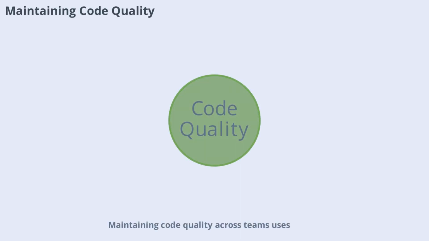Maintaining code quality across teams uses static analysis tools like Lint and Detekt, code reviews, CI checks, and shared conventions. These practices ensure consistency, prevent bugs, and foster collaboration.